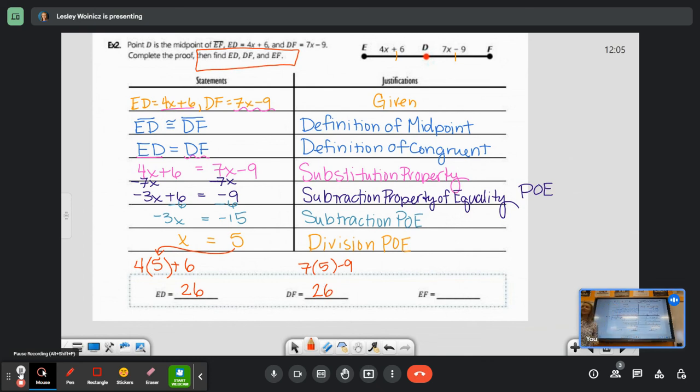I don't know why I was surprised that they're the same. It was supposed to be the midpoint, right? Okay. All right, add those together. What do we get? 52. You did it.